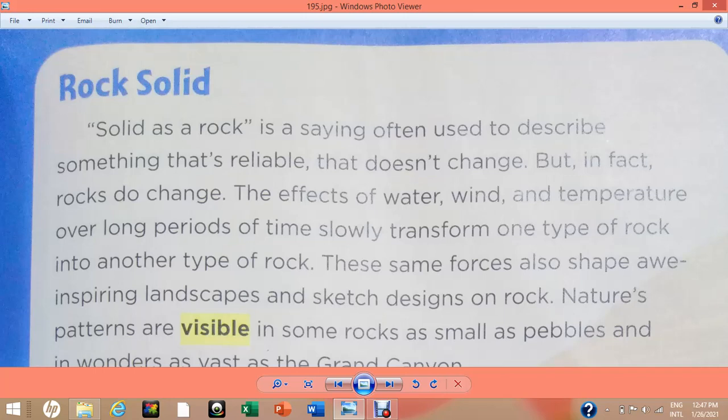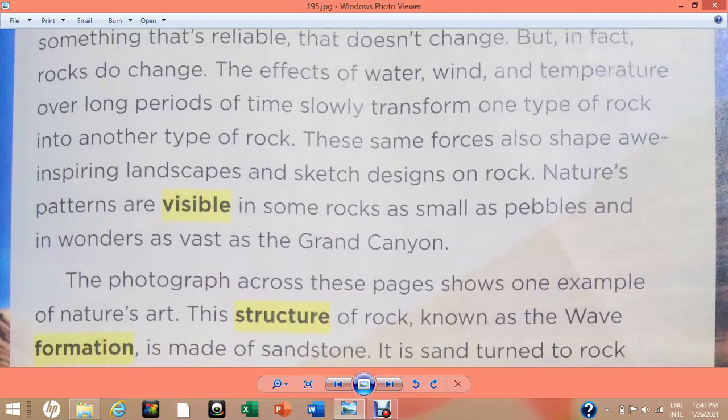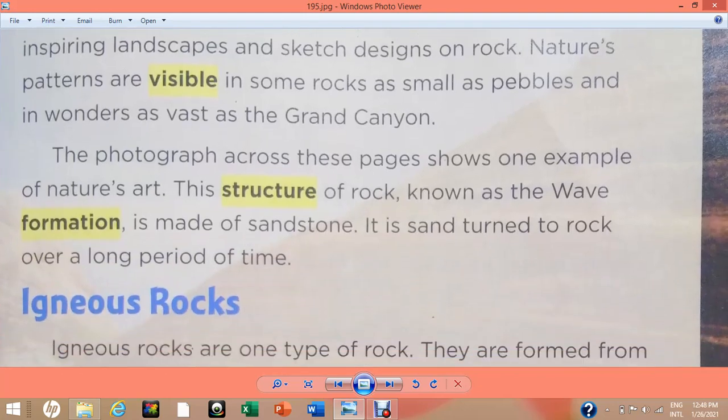These same forces also shape awe-inspiring landscapes and sketch designs on rock. Nature's patterns are visible in some rocks as well as pebbles and in wonders as vast as the Grand Canyon. The photograph across these pages shows one example of nature's art. This structure of rock, known as the wave formation, is made of sandstone. It is sand turned to rock over a long period of time.